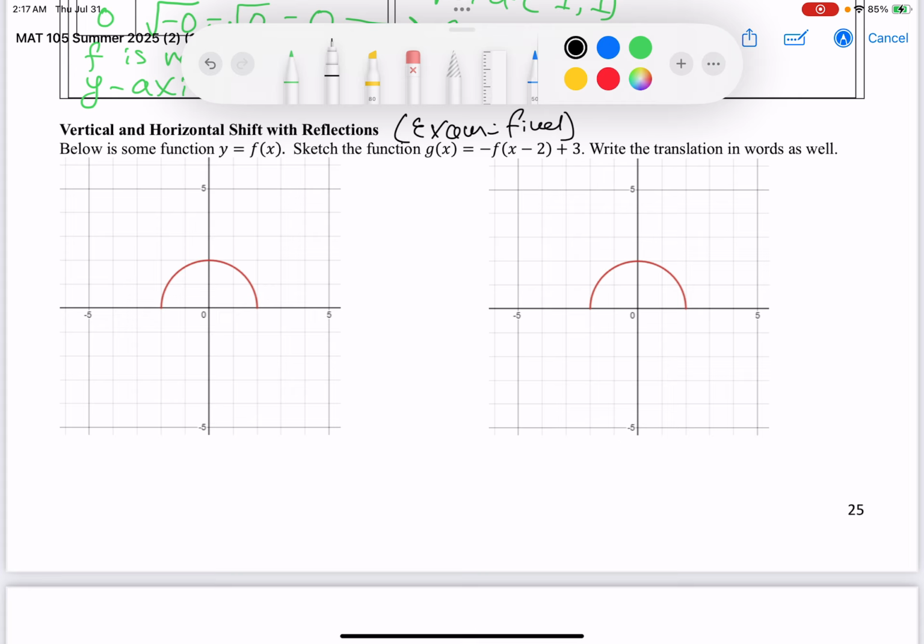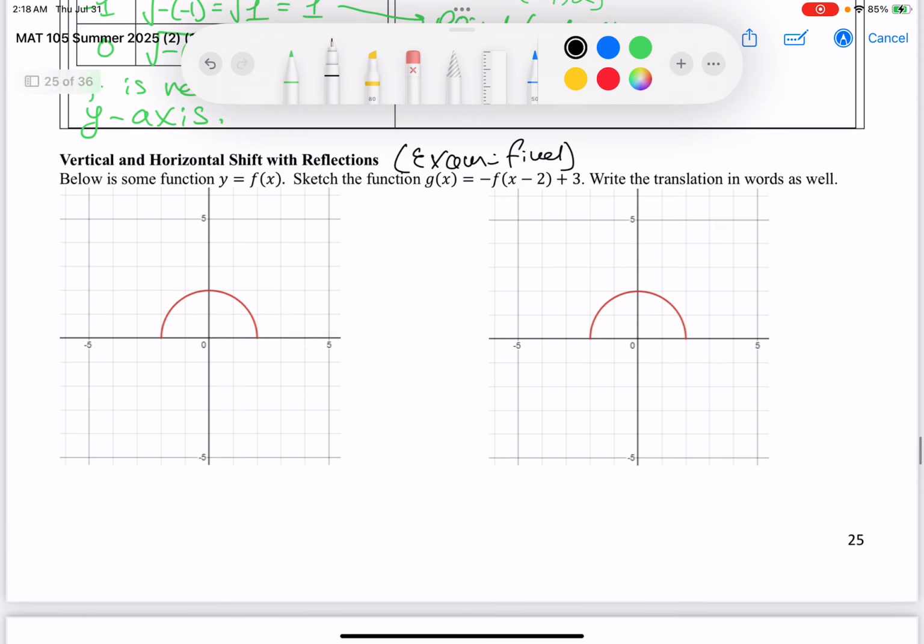It says below is some function y equals f of x. Sketch the function g of x equals negative f of the quantity x minus 2, then plus 3. So in this case, I gave us a semicircle. It's not a full circle in this case, so it is a function. And I want to translate this function based on the type of transformations that I have. And I do think the best way to do this is to recognize the type of transformations we have.